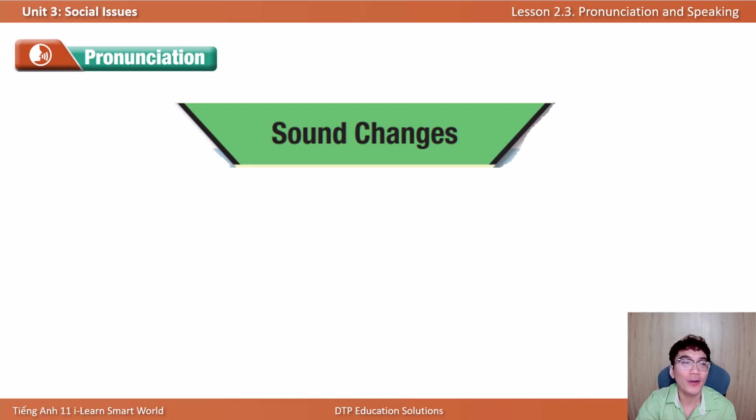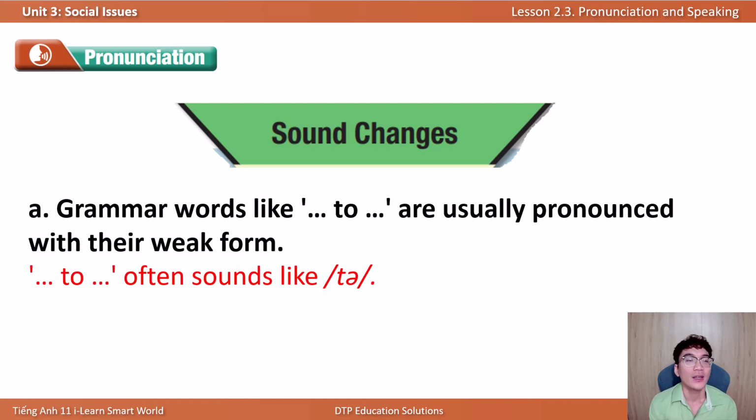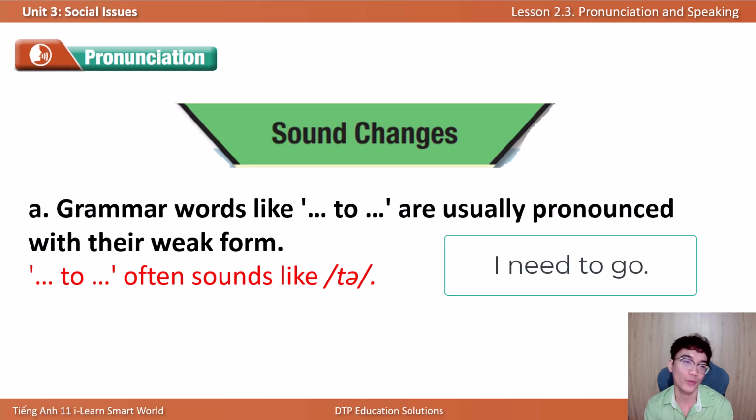Okay, let's do our first activity, pronunciation. Today you will have to learn sound changes. Please take a look at this. So you see grammar words like "to" are usually pronounced with their weak form. So when you say it one by one, you say "to". But in a full sentence, you often say it like "ta". I need to go. I need to go. So please practice it. Say it again with me. Ta. Ta. Ta.